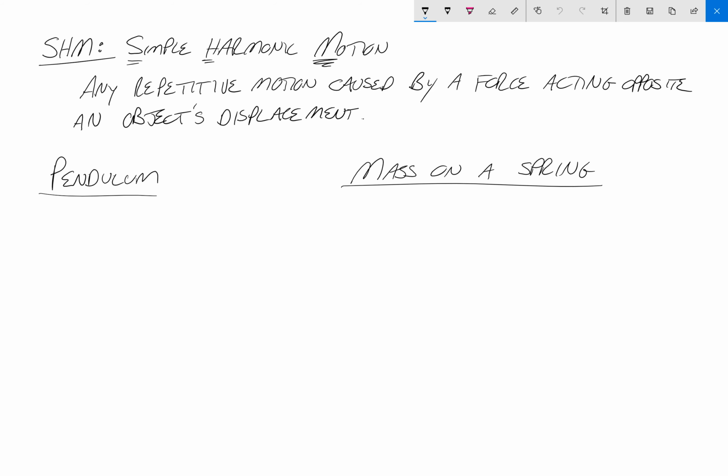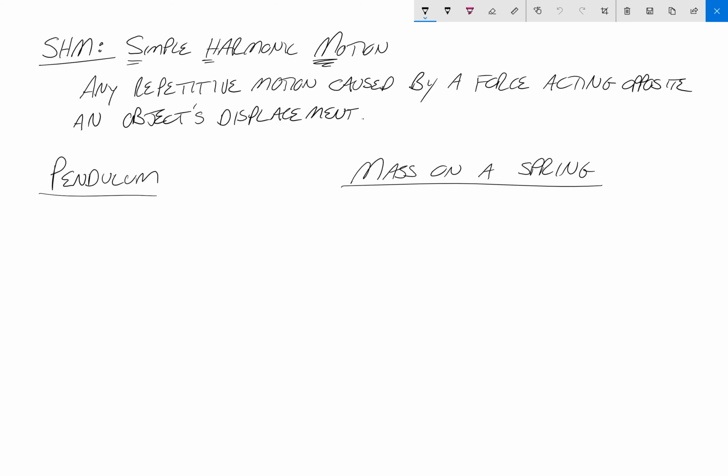So SHM, or simple harmonic motion, is any repetitive motion caused by a force acting opposite an object's displacement. That's basically the definition, and hopefully I spelled repetitive correctly.